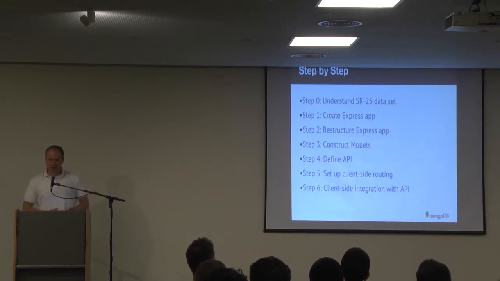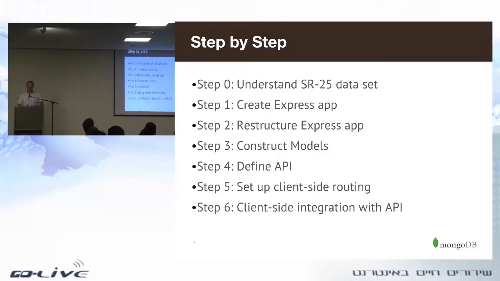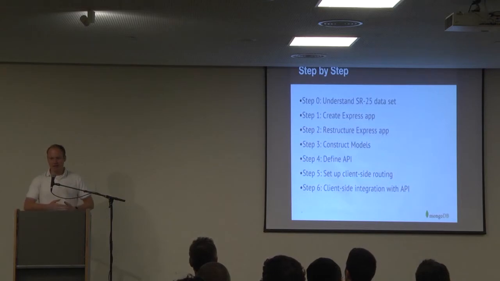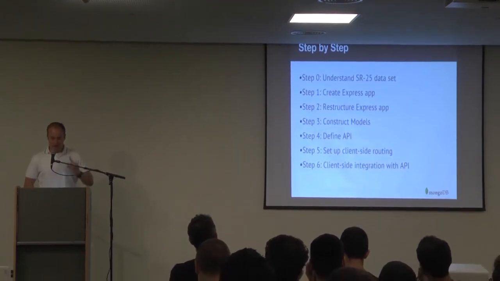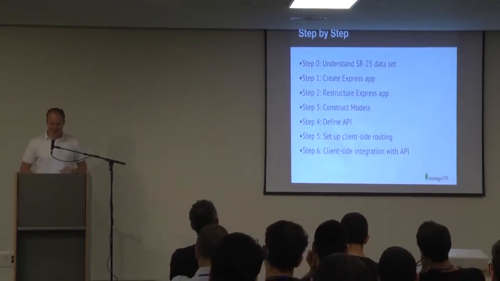So step by step, this is going to be roughly an 8-step process. The first step is understanding the data set that we're going to use. The actual data for typing it that you saw, where I typed in, I ate some scrambled eggs, all of that data comes from a USDA data set that's available for free online that I ported over to MongoDB. I have a blog post available on that, which I will link to at some point in this presentation.